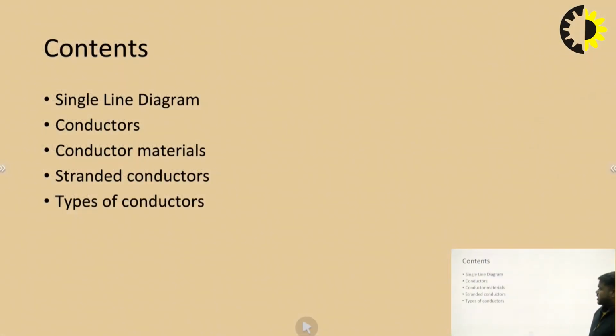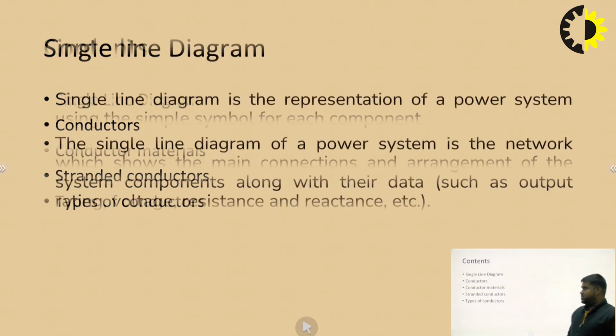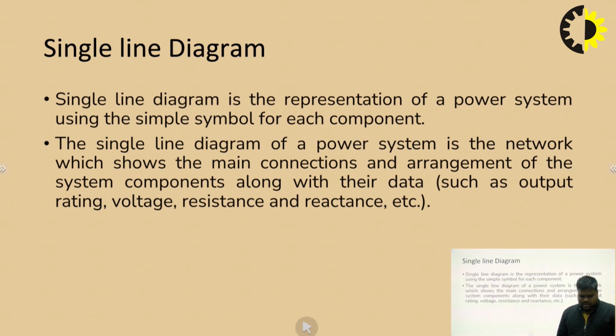As far as the content is concerned, the first topic is SLD, that is the single line diagram. The second one is conductors. We will see the different types of conductors, AAC, AAAC, ACSR, and so on, and their conductor materials, standard conductors and the types of conductors. First of all, we will see the one line diagram and the meaning of SLD, that is single line diagram.